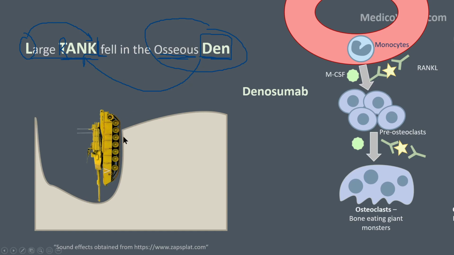And because this den was created by osteoclast, you can remember that it will prevent the formation and activation of osteoclast. Just remember that this denosumab is not against RANK. RANK is the receptor. It is not against RANK. It is against RANK ligand. Right? Thank you so much for watching this video.